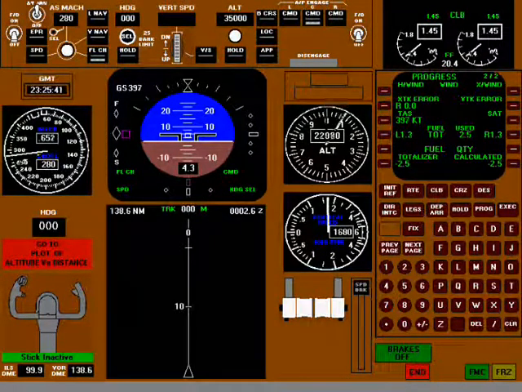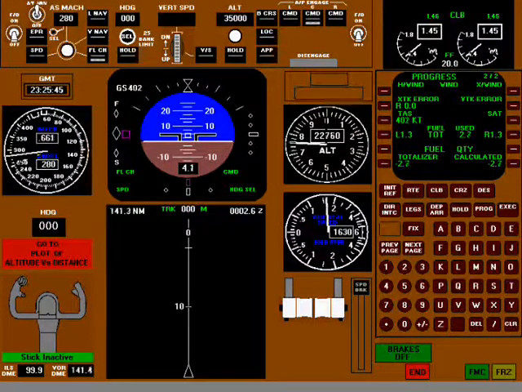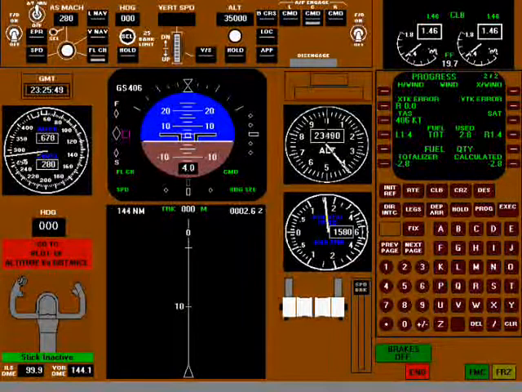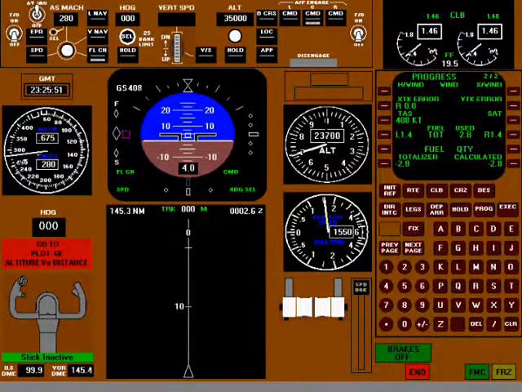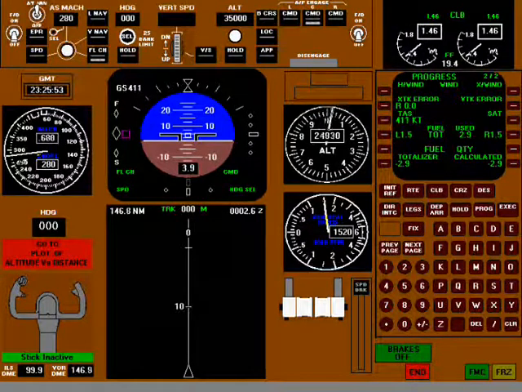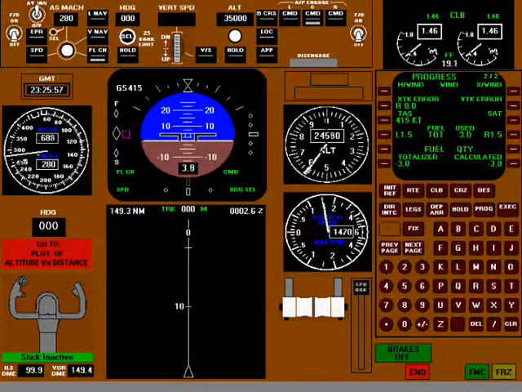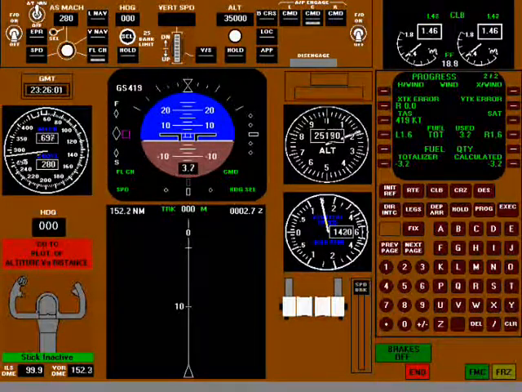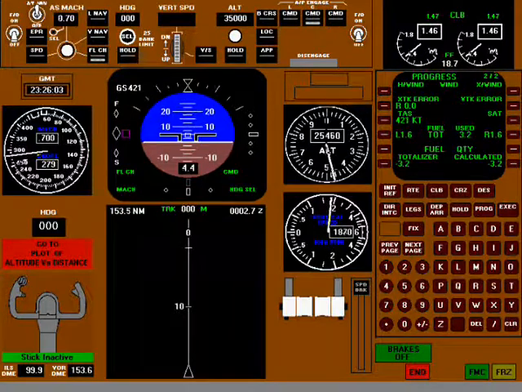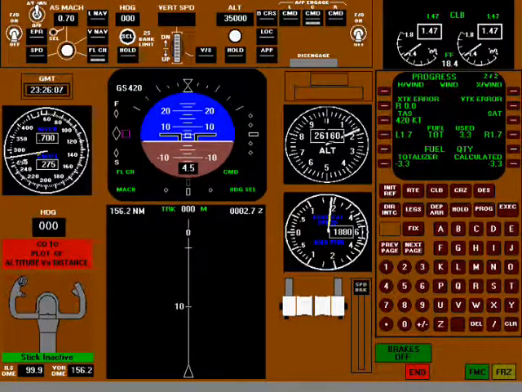As the Mach number approaches the Mach 0.7 intercept point, look carefully at the vertical speed indicator and watch for a jump in the vertical speed as the autopilot automatically transitions from airspeed hold to Mach hold at 0.7 Mach. There, did you see it? If not, let's look at it again.